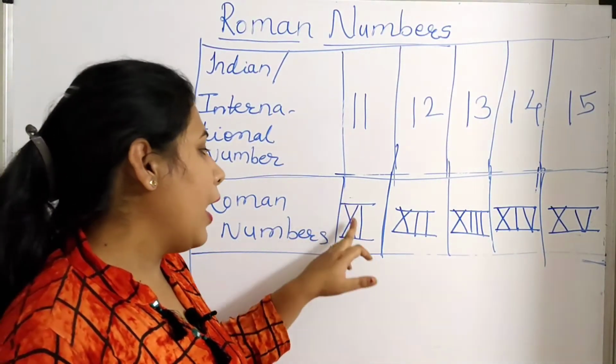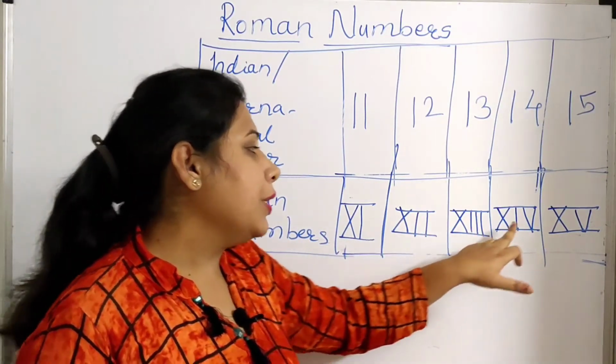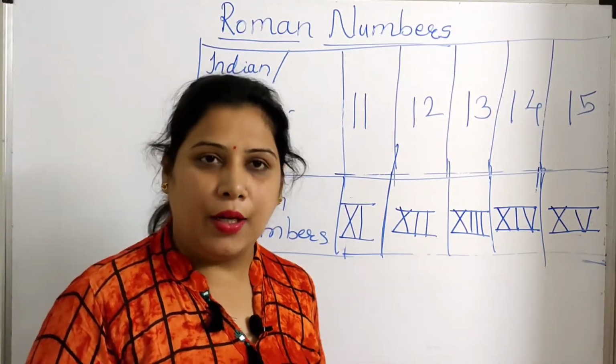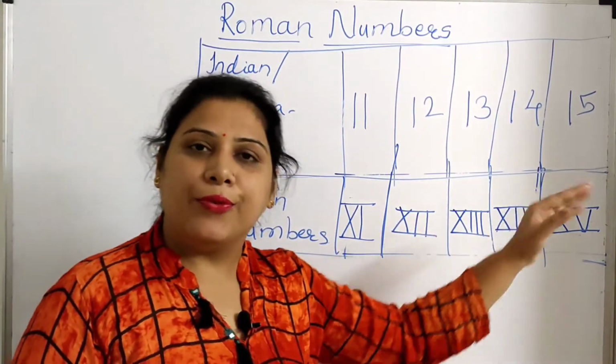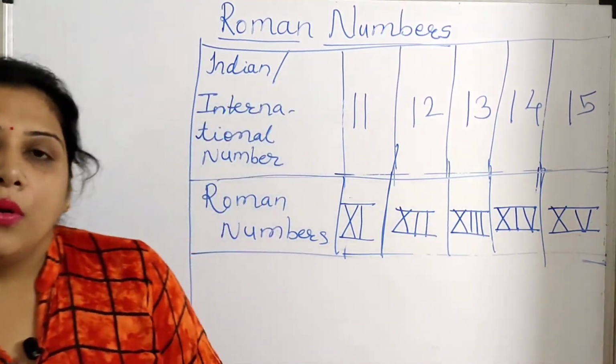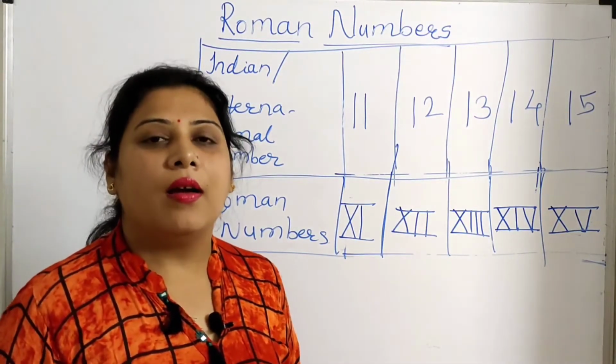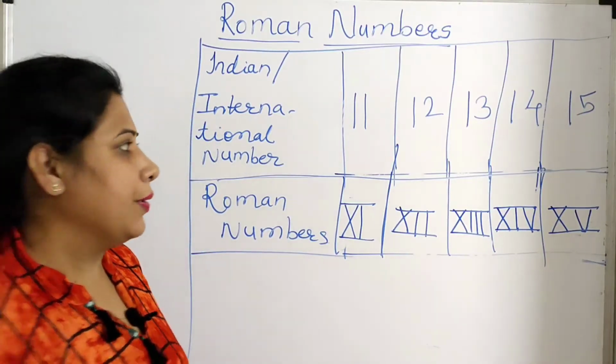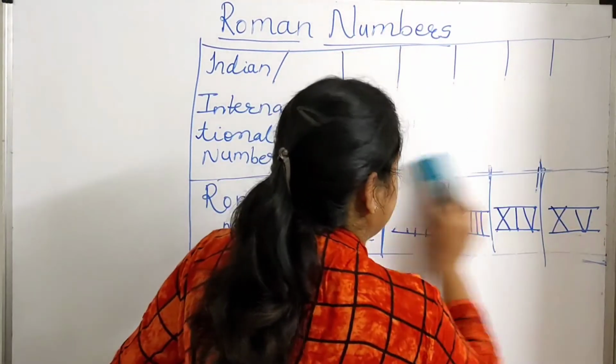We have to add 1, 2, 3, 4, 5 into the X. It means into the 10, 10, 10. So it becomes 11, 12, 13, 14 and 15. Now beyond that the numbers are 16, 17, 18, 19 and 20. How do we write it? Just see.